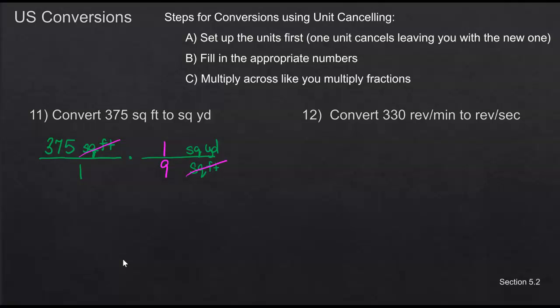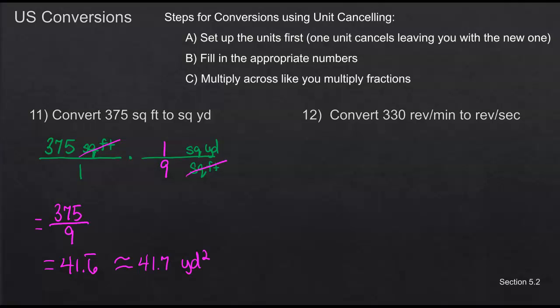So since I have a number in the numerator and denominator, I'm just multiplying straight across. 375 times 1, 1 times 9. I know it's going to be square feet, or no, sorry, square yards. And then that is going to be 41, and the 6 is repeating. And we'll just round that to 41.7. How about I put the 1 in there? Square yards, or you can write that as yards squared. And so that's how we convert from one unit to another.